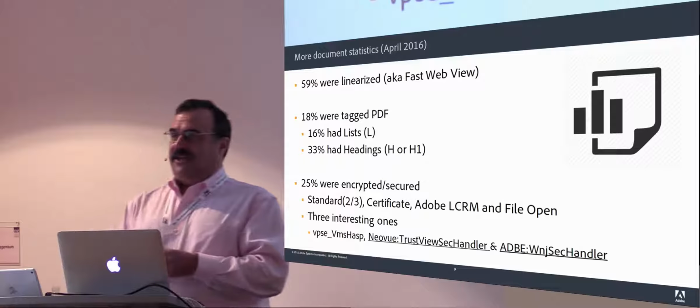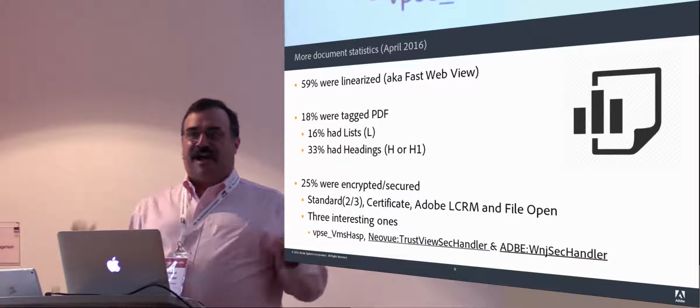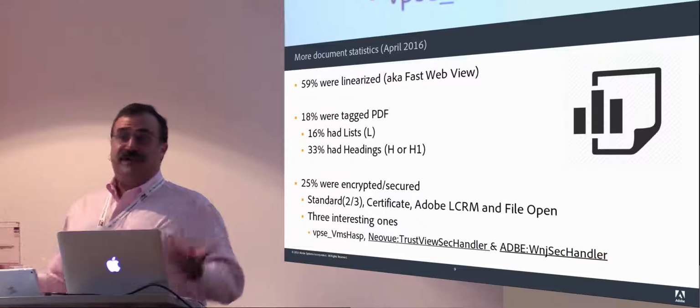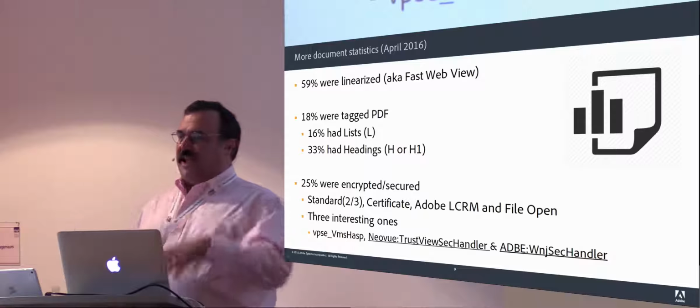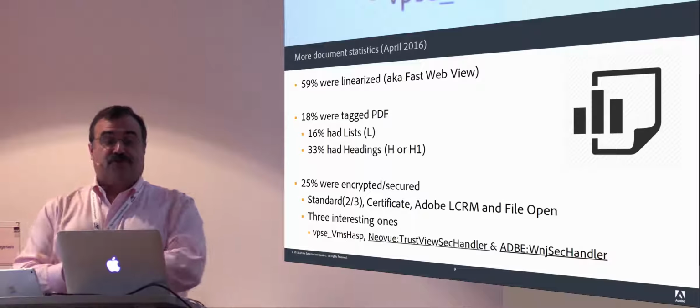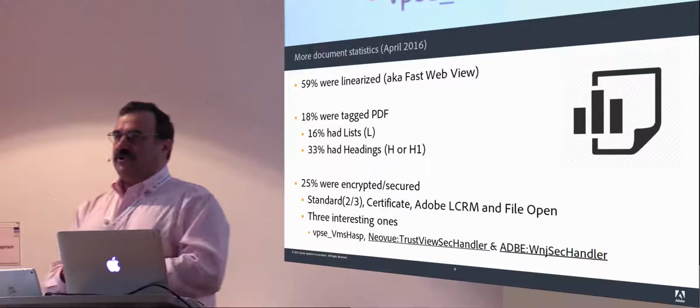33% had headings, either an H or an H1. I use that as a fairly good consideration for the presence of headings. I figured if I looked at an H2 or an H3, I wouldn't get the same information. So an H or an H1, 33% of the total tags.